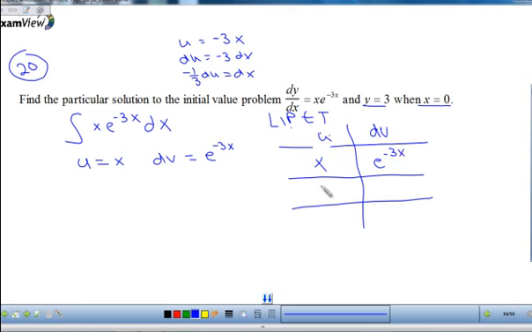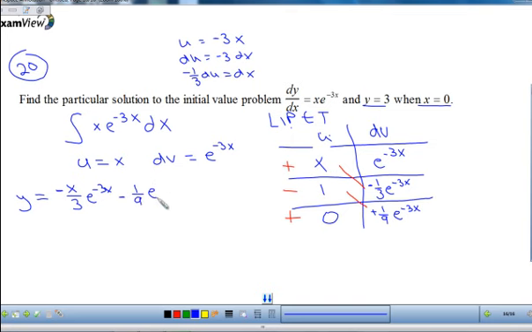Okay, so the derivative of x is 1, the derivative of 1 is 0. The antiderivative of e to the negative 3x is negative 1/3 e to the negative 3x. The antiderivative of negative 1/3 e to the negative 3x is positive 1/9 e to the negative 3x. We're going to have plus, minus, plus, multiplying going across. So this is going to give me negative x over 3 e to the negative 3x minus 1 over 9 e to the negative 3x plus C.